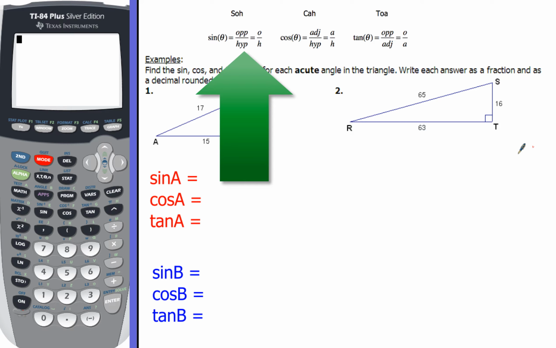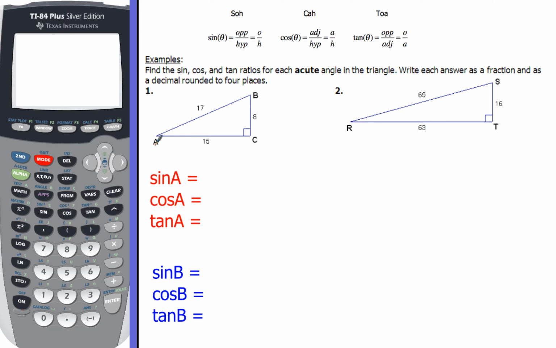Now, sine is the ratio of opposite over hypotenuse. Based on where angle A is, I'm going to put an O over here where it's opposite, an H for hypotenuse, and an A for adjacent. I'm going to do the same thing again for angle B in a minute. Based on where A is, opposite is 8, so I'm going to write 8. And then the hypotenuse is 17. So that's my ratio, 8 over 17.